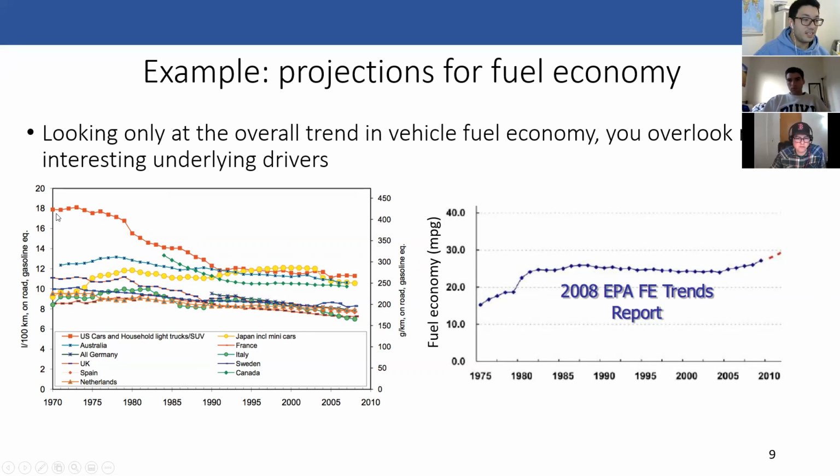Starting in the 70s, you can see in both charts an improvement in overall fuel efficiency that goes all the way till about 1990. You can see that here as well, this improvement, and then it flattens out for a long period of time. So when we think about this trend, you basically say, well, okay, fuel efficiency has been improving for a small period of time, and then it flattened out.